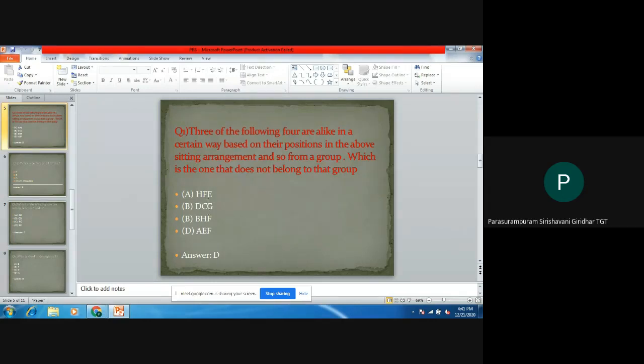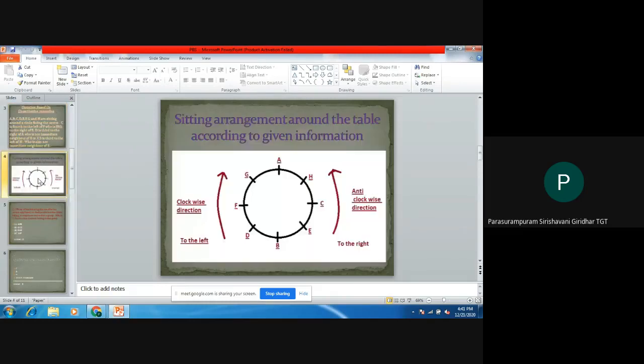Based on what we need to think of. First one here is HFE. I'll just go back to the figure so that you can analyze this. Now, first option is HFE. Please observe H, F, and E. That is in the order of anti-clockwise. HFE are there, and between HF two are there and between FE two, D and B are there. So going anti-clockwise.